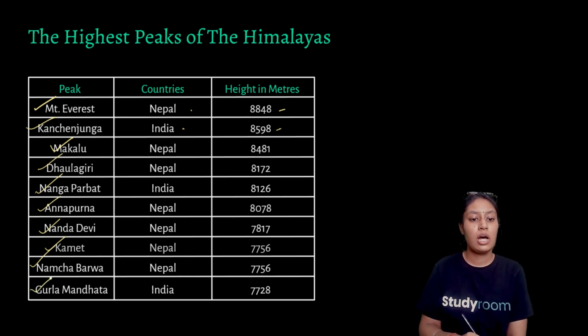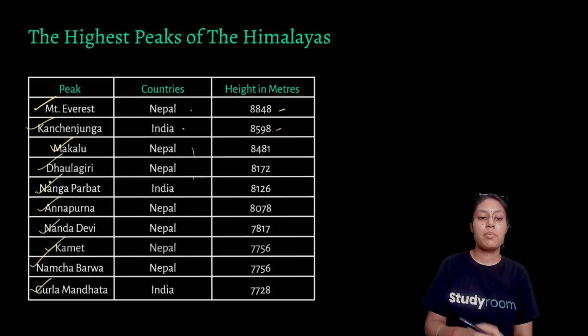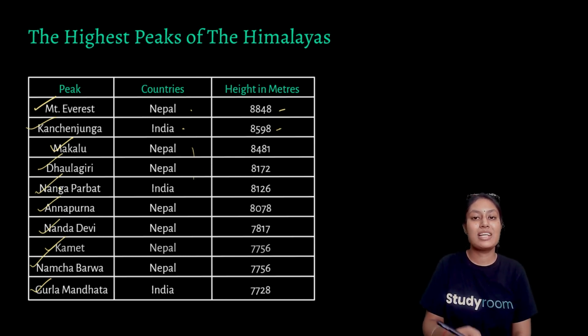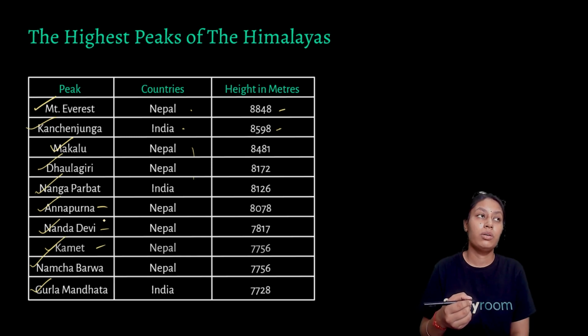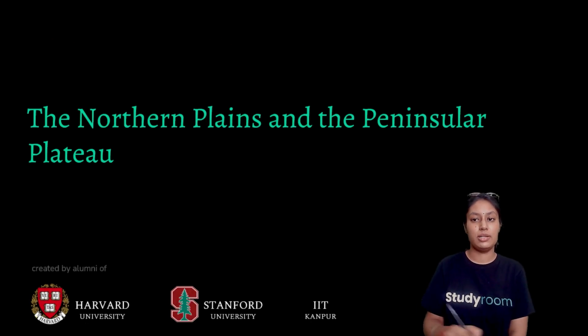Then Makalu, Dhaulagiri, Nanga Parbat, Annapurna, Nanda Devi, Kamet, Namcha Barwa, Gurla Mandhata. These are very important ranges because some of the places you must have also heard of as sacred places, for example Nanda Devi and Kamet. These are also sacred, religious places. So these were some of the highest peaks of the Himalayas.